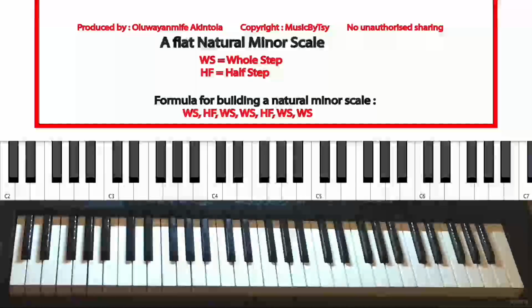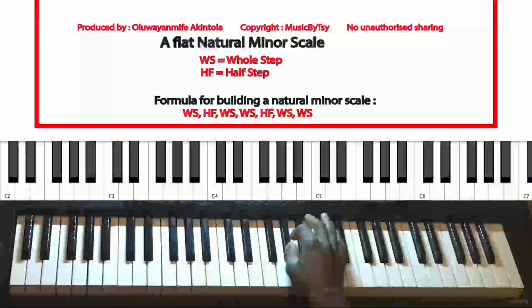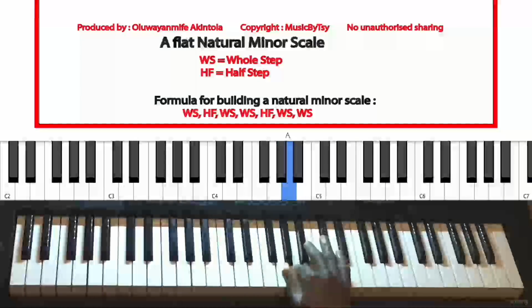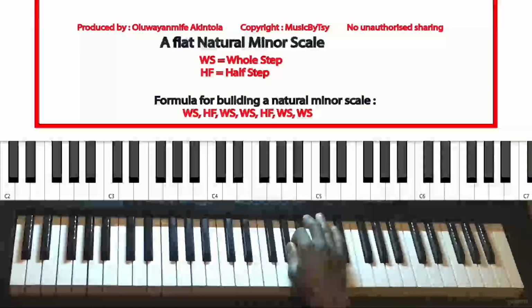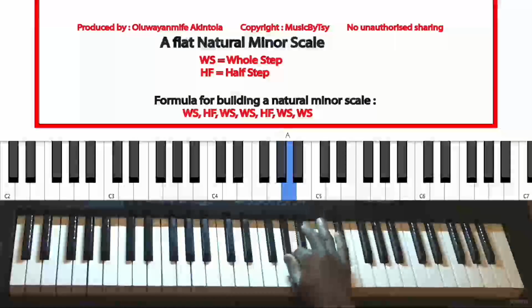Now, the other method that we could have used to figure out the A flat natural minor scale is by using the formula. So we're going to use that method now. Now, just before we do that, just to remind you, whenever you move from one key to the next key without skipping any key, that is known as moving by a half step. So for example, if I move from the key of A flat to the key of A, that means that I've moved by a half step.